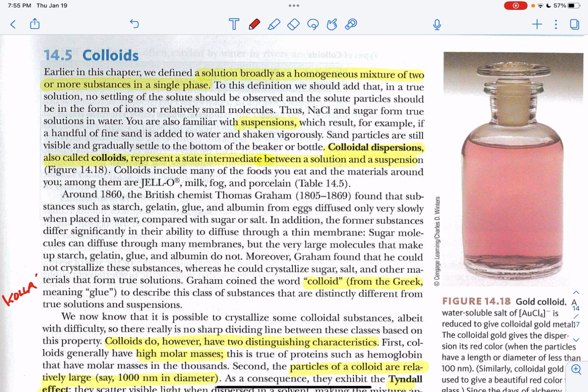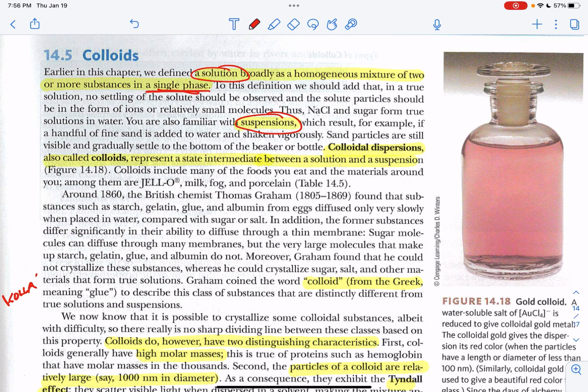Now, most of you are familiar with true homogeneous mixtures that we call solutions. Homogeneous means you can't see the individual components of the mixture. In other words, they're in a single phase. Usually that single phase is a liquid.